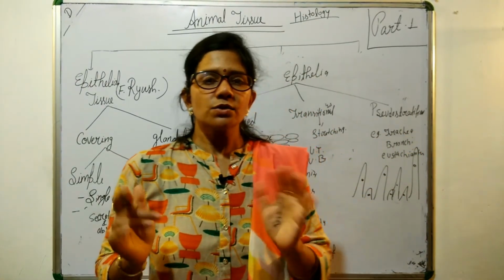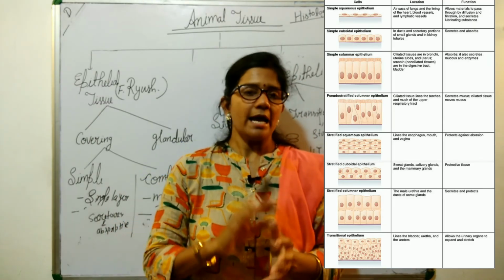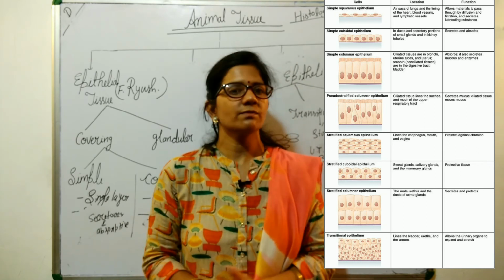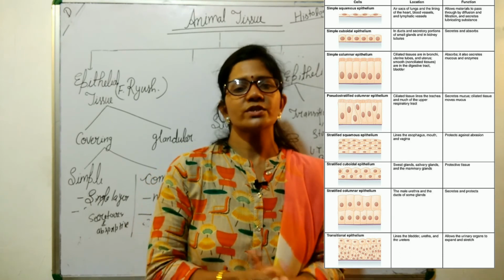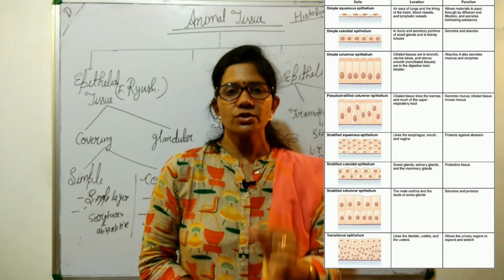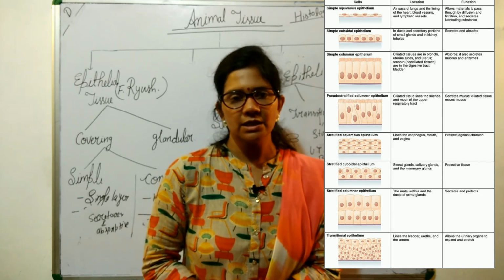eustachian tube. So that was the main thing. If I want to cover the whole topic in one class, it is very difficult. So I have just covered the covering epithelial tissue. In my next class, which will be even shorter, we will cover the junctions and the glandular epithelial tissue.